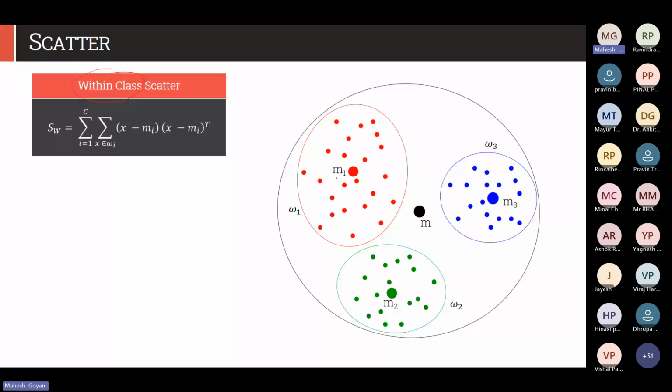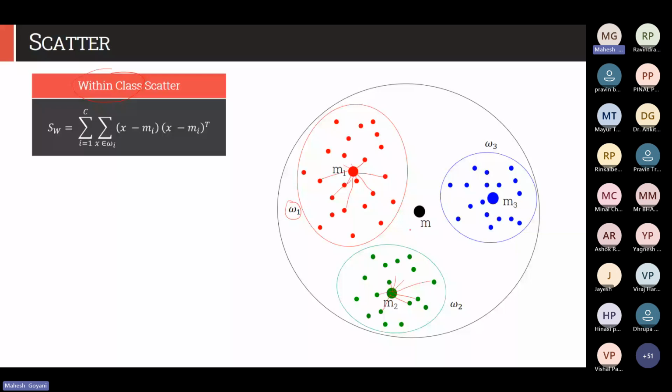So if I want to compute the scatter of class omega 1, then I'll simply compute the variance of this, that is, how far all these data points are from the mean of that particular centroid of that particular class, like this. For this, I will compute in this way. I'll compute the variance for this class, or I will compute the distance of all these data points from the mean of that.